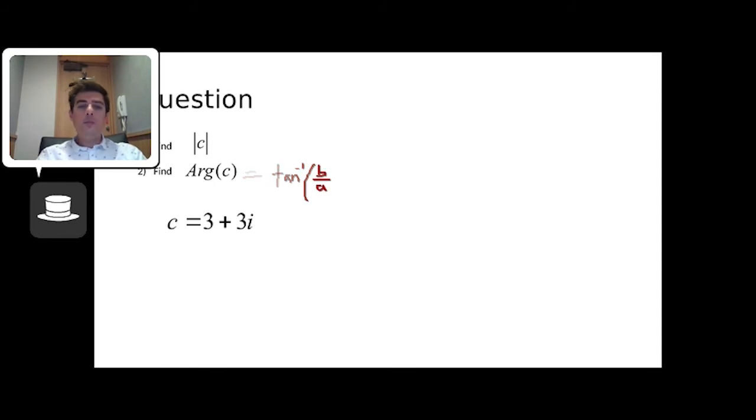Again, if you can't remember these formulas, I would just recommend drawing a little picture like this, where this is A, this is B, the real and imaginary parts. Here's our complex number C, and the angle is defined as that angle there. R is basically the length of the long side of the triangle. So just from trigonometry, we know that the angle has to be equal to the inverse tan of B divided by A.